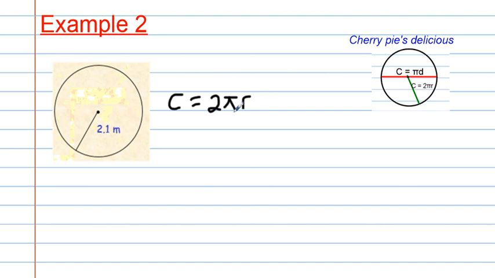Okay, all right, let's go. We substitute, so we're going to have 2 times pi, and the radius is 2.1 meters. Okay, so 2.1. Punch that into your calculator, and you will have 13.2 meters. Don't forget the units. Okay, all right, that's example 2.